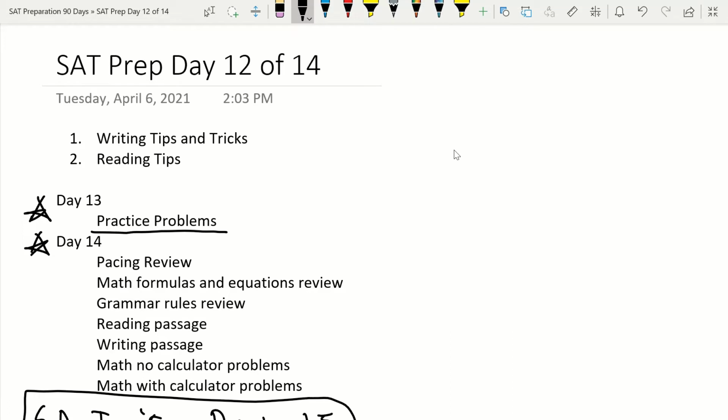What that's going to do is help you review how to solve problems, right? So I'll solve a reading passage, solve 2 writing passages, solve a math no calculator section, and then solve some math with calculator problems. That's going to help you stay refreshed and keep focus.